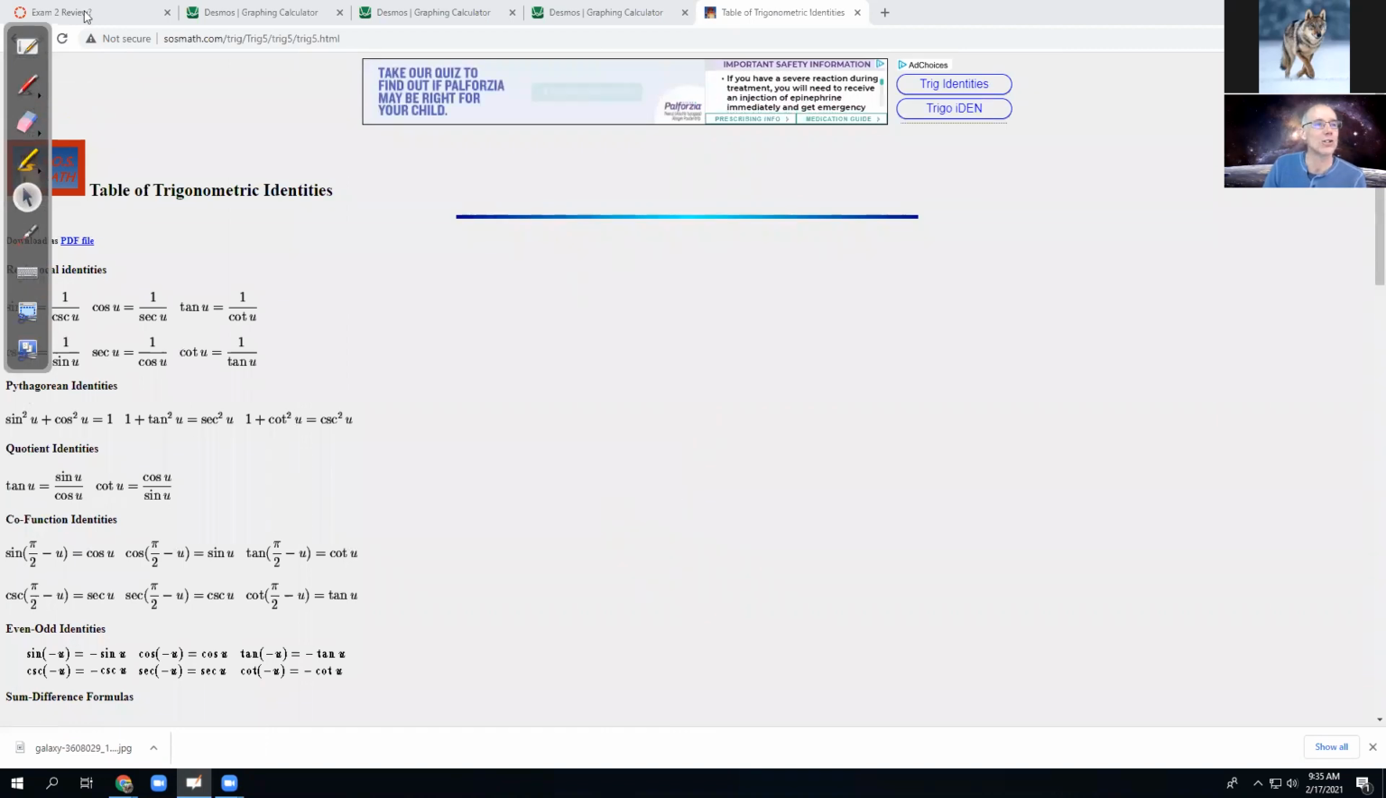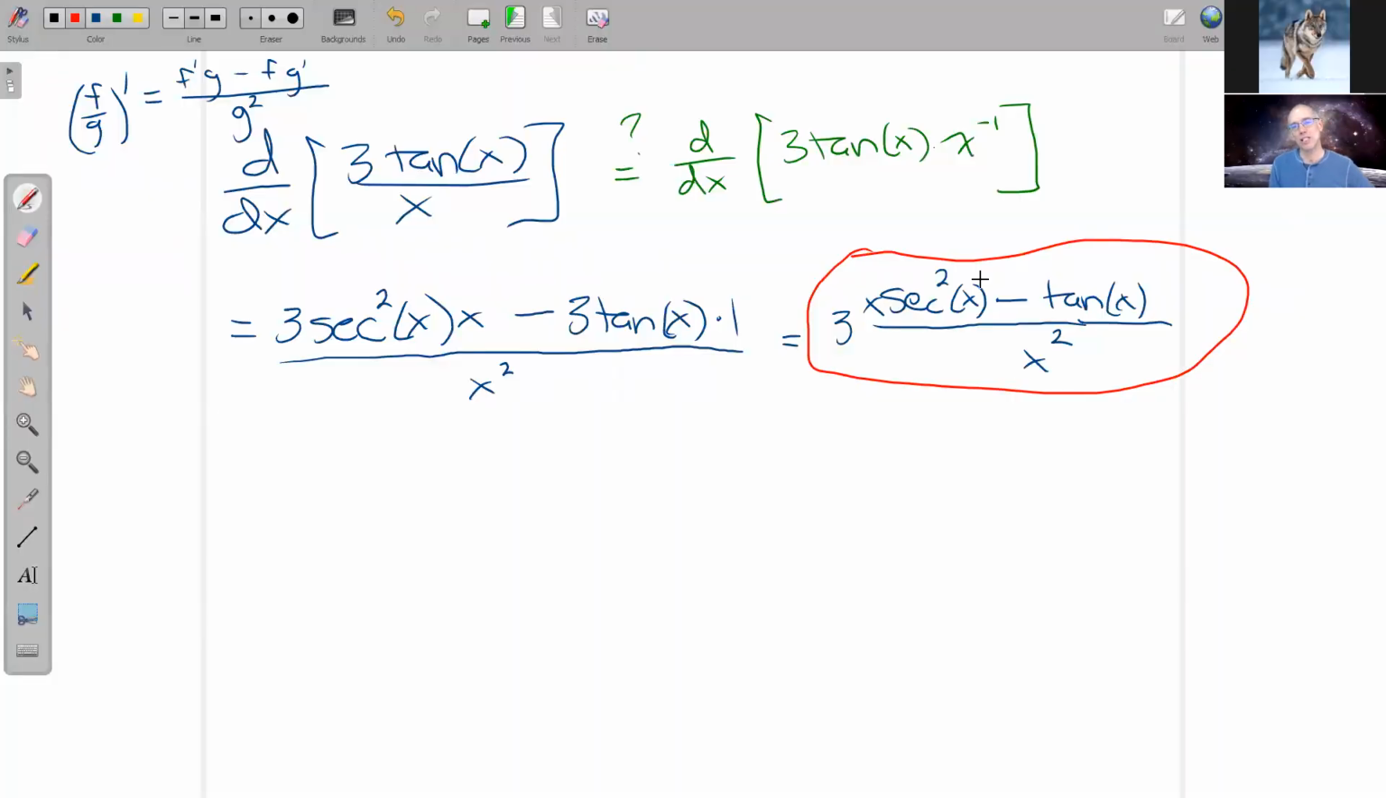Anyway, all right, so 1 plus tangent squared. So back here, we can replace the secant squared with 1 plus tangent squared, but it is times an x.